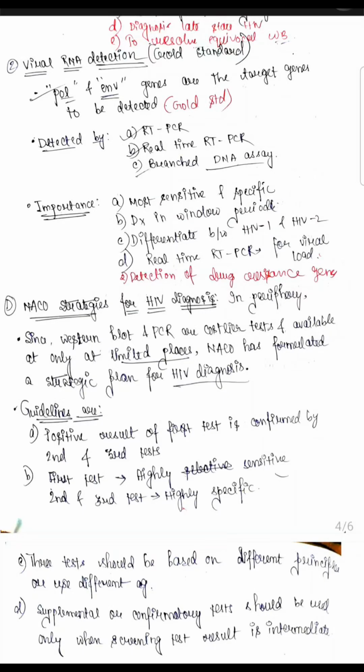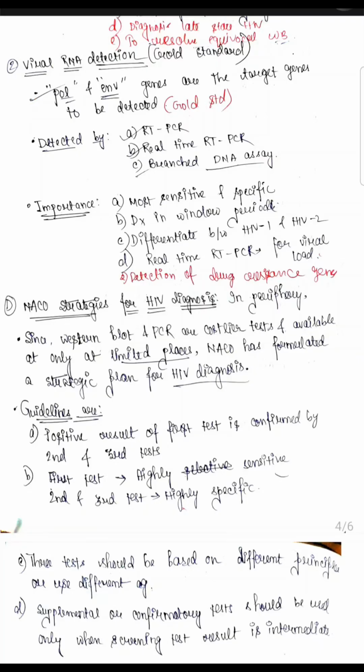We also can detect the viral load using the real-time RT-PCR, and we can know about the progression of the disease. Obviously, the viral load will tell us about the progression, how much immunosuppression has occurred, how much treatment can be given, and how much the lifespan is. We can all detect by the presence of the viral load, and also we can do the detection of drug resistance genes. So these are the 5 importances, and this is the viral RNA detection that is done within the window period and can give us very quick results.